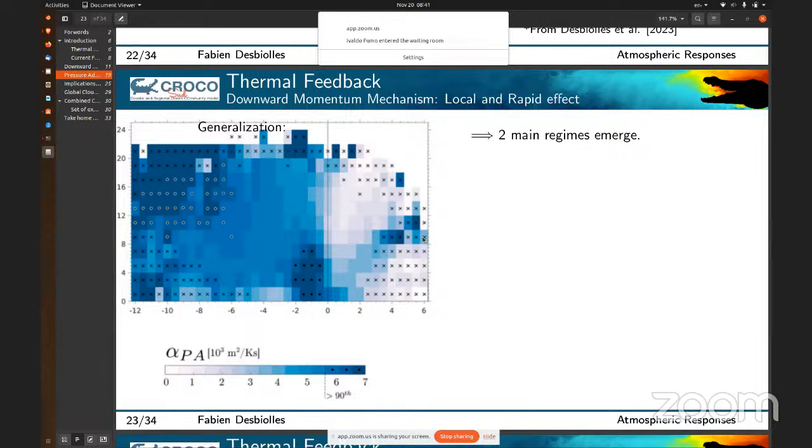The more important coupling coefficients are found for very, very weak winds, near stable or slightly unstable, which are the black dots, and the white dots, sorry, are for very, very unstable conditions and very, very important wind.